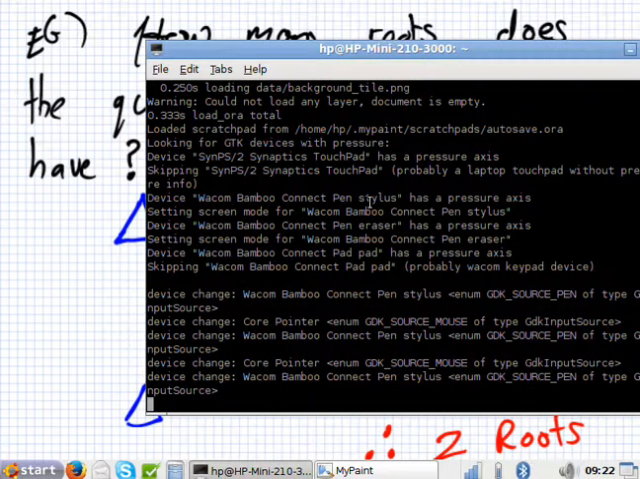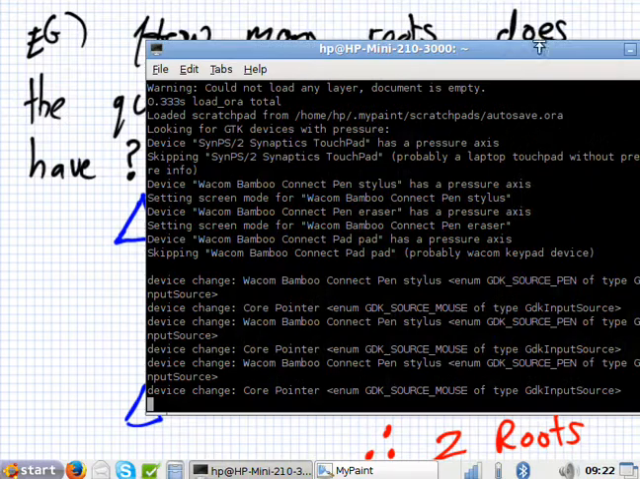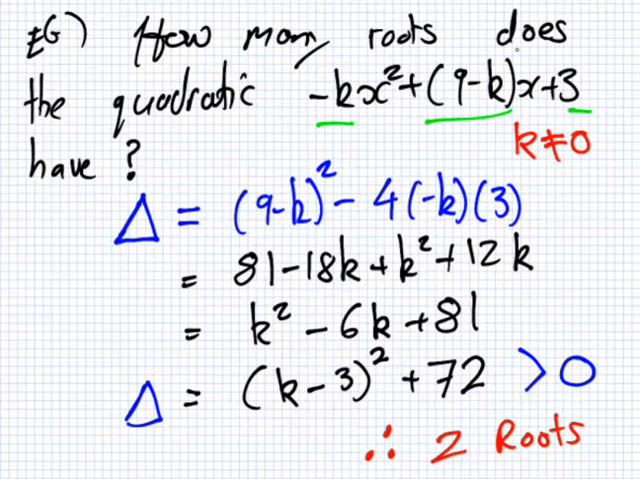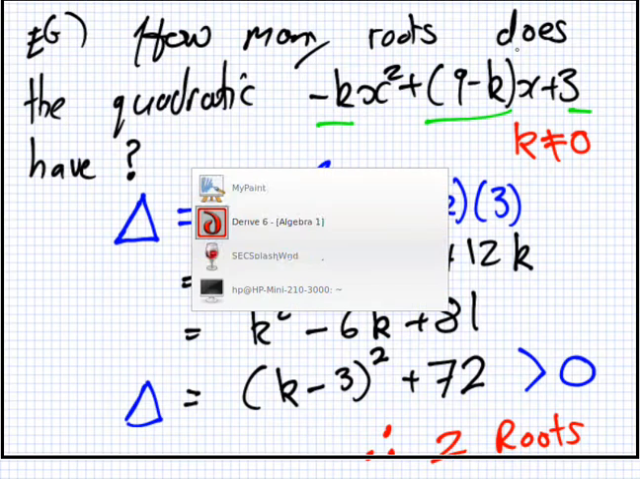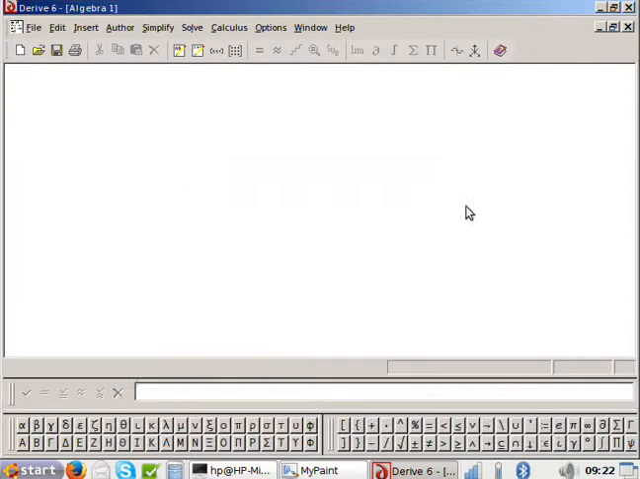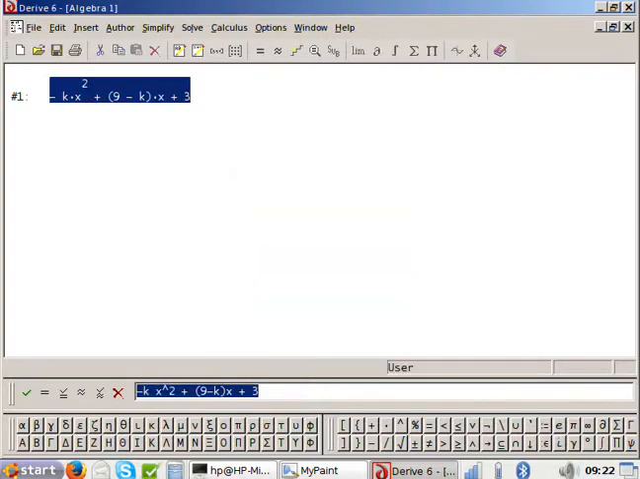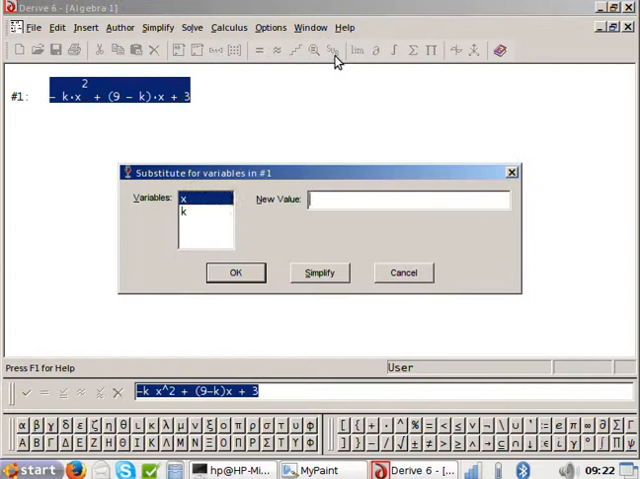So, the discriminant is b squared, which is 9 minus k squared, minus 4 times a times c. So a, b, and c. That would be 81 minus 18k plus k squared, plus 12k. Plus, minus, yeah. k squared minus 6k plus 81.